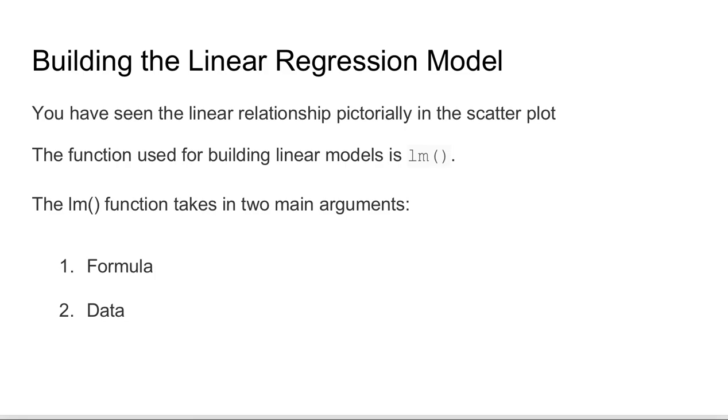You have seen the linear relationship in the scatter plot, and we have also checked the normality of the distribution. Then we can use a function to build up a linear model. That is LM. The LM function takes in two main arguments. The first is formula, and the second is data.